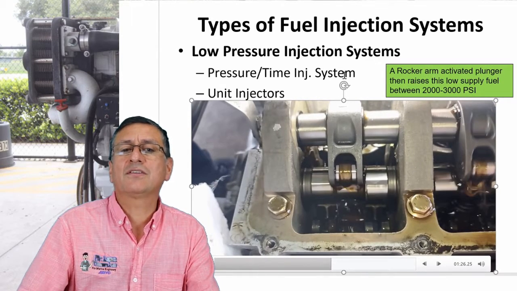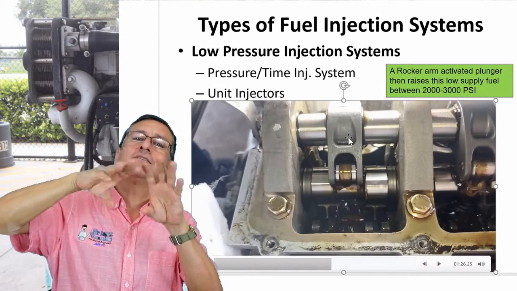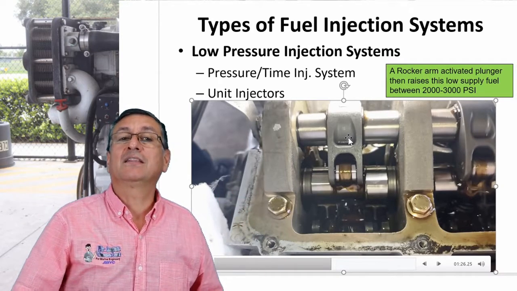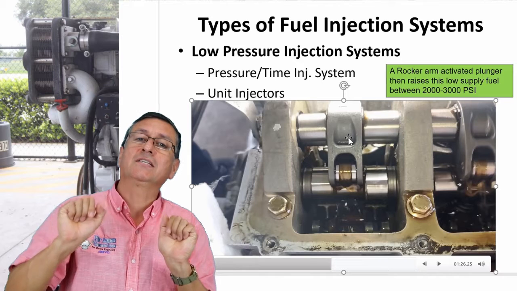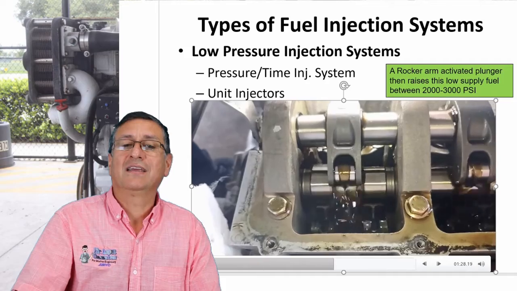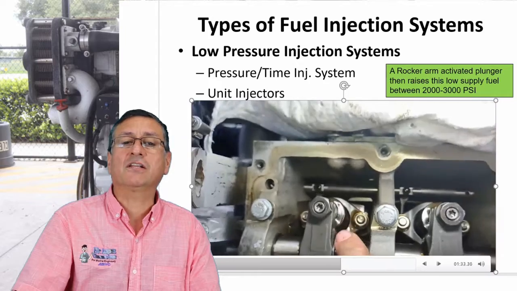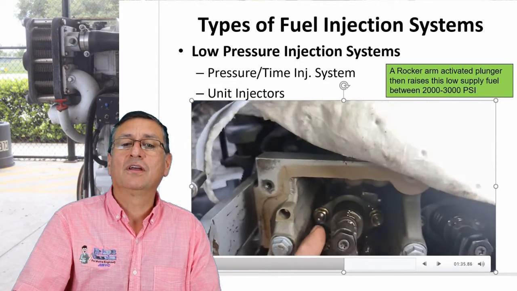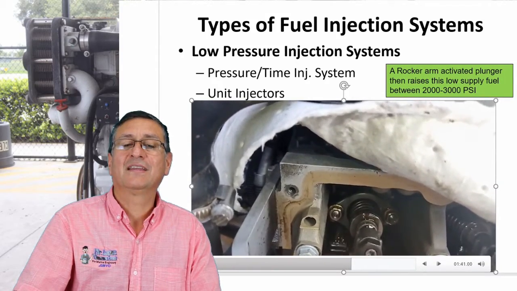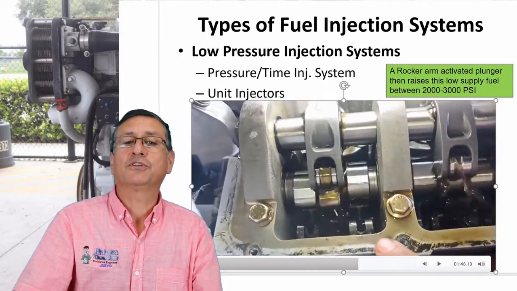If you see, this rocker arm is activated, compressing the injector and sending the fuel to the cylinder according to the timing position. The timing position is according to the lobes on the camshaft. That's a nice design. This is the rocker arm. The other end of the rocker arm compresses the injector directly over there. And the injector pushes the fuel at 3000 psi into the combustion chamber.